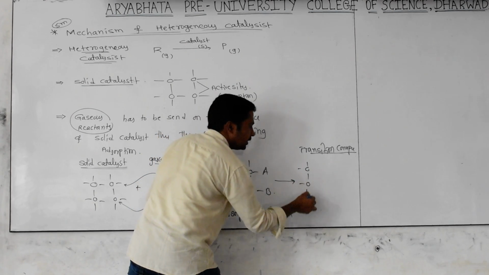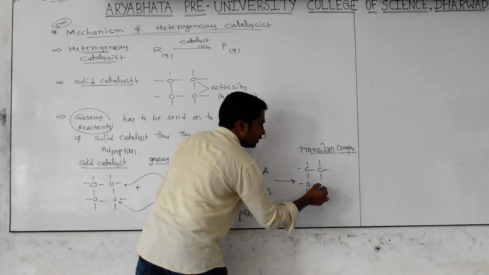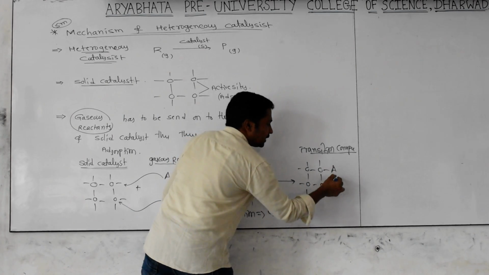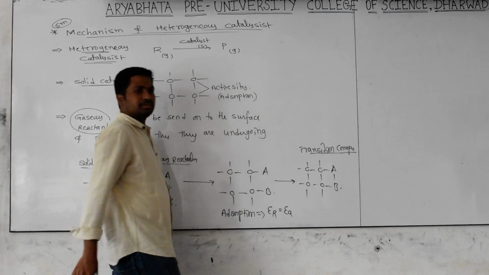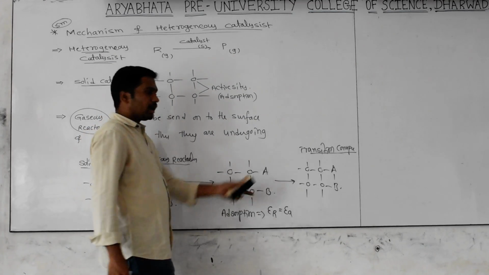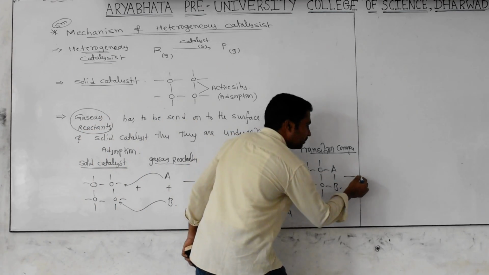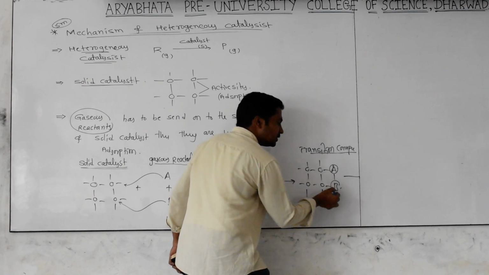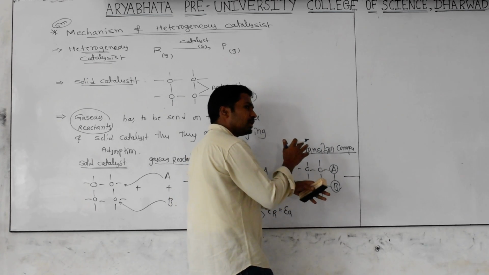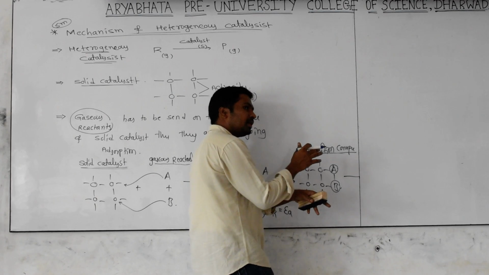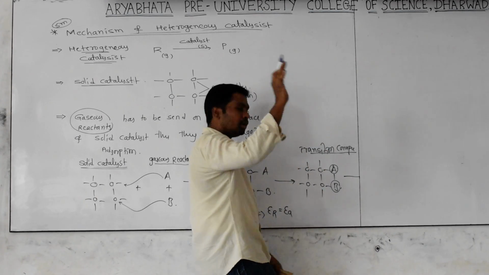You see carefully. Like this will be there. Between A and B, the bond will form. This is unstable. Okay, after that what is happening? A and B are very close together on the surface of the catalyst. They will combine together, and they combine together with higher energy. Definitely they are converting into products.